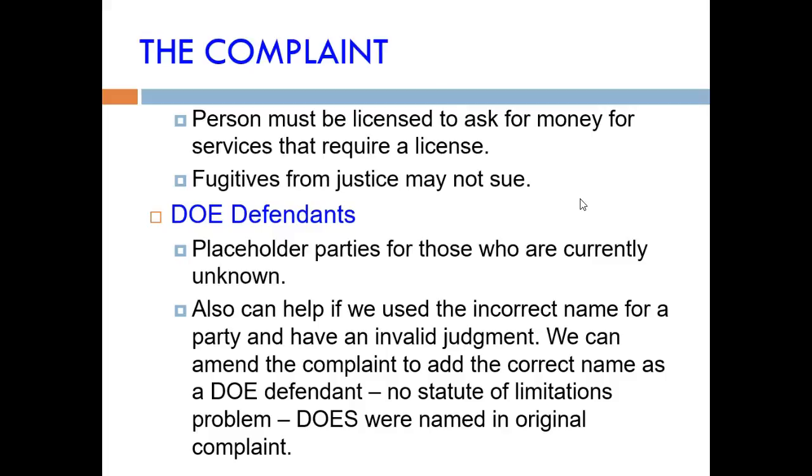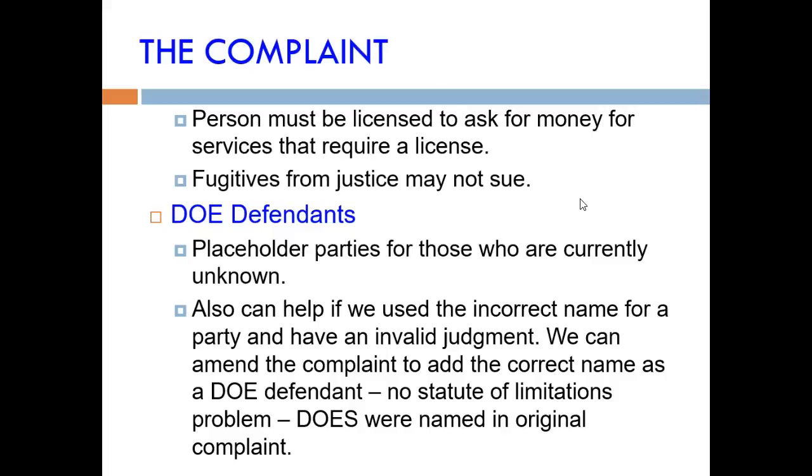And so we can also possibly use them if we use the wrong name for someone. Let's say we didn't realize that someone's name has changed. Perhaps they got married and they changed their name, or they may actually have legally changed their name, but we sue them under their old name. We can actually correct that by amending the complaint to add their correct names as a Doe defendant.